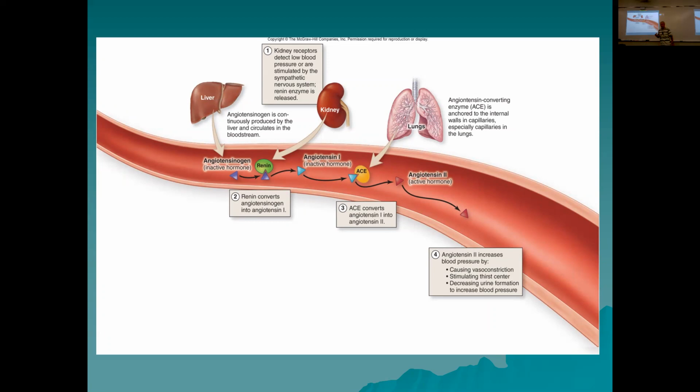Now here, this system is going to affect blood volume, because the more you drink, the more blood volume you have. So it's going to make you thirsty. It's also going to affect blood volume by decreasing urine formation. You make much less urine, you lose much less water, and your blood pressure goes up. So the renin-angiotensin mechanism has effects on both peripheral resistance and blood volume. Okay.